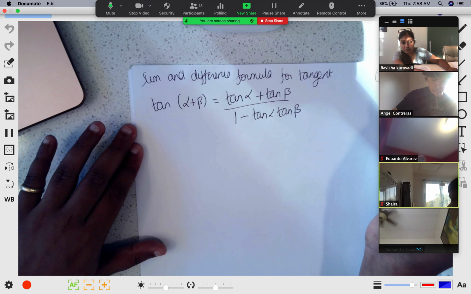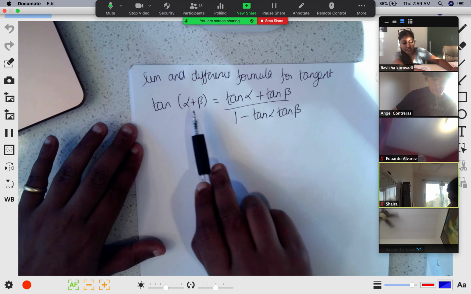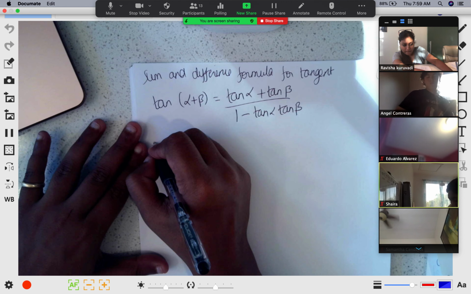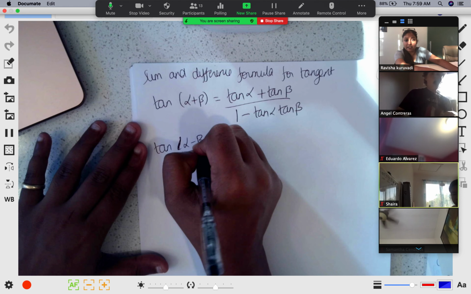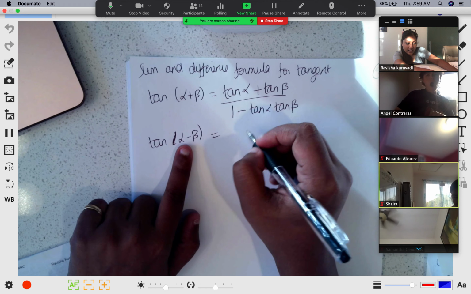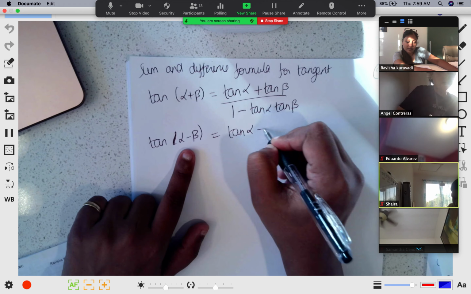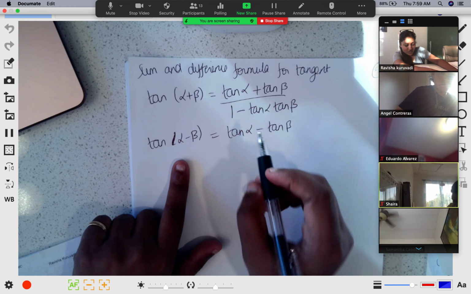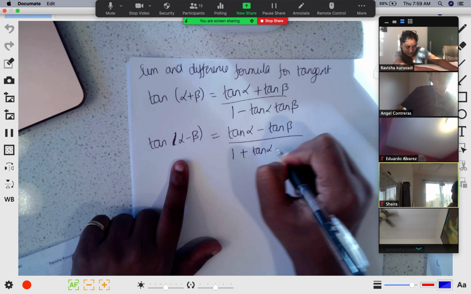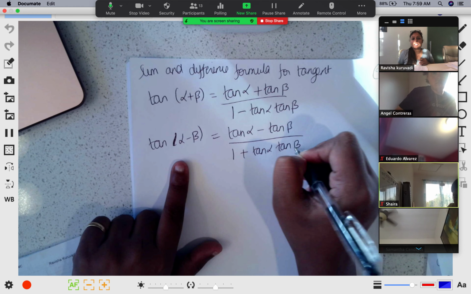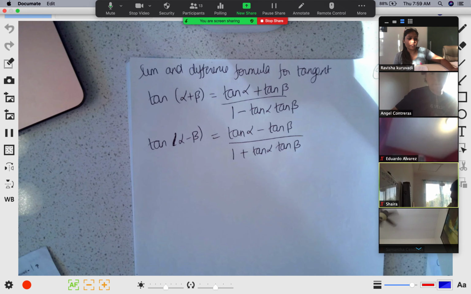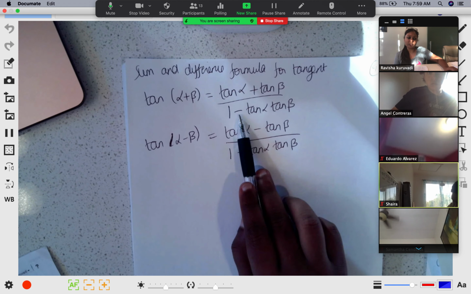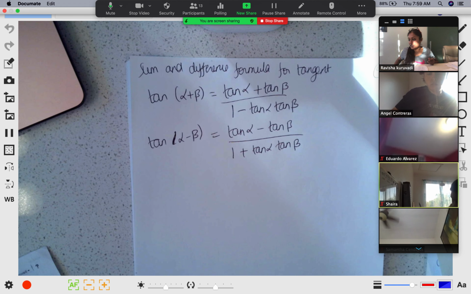Note if it is positive here, it will be positive in the numerator, and in the denominator it will be negative. But if you have alpha minus beta, it's negative in the middle, then you have tangent alpha minus tangent beta. Whatever is here will be the same sign in the numerator, but the sign in the denominator changes. A very common mistake is between the signs. If this is positive, numerator will be positive and denominator will be negative. If this is negative, numerator will be negative and denominator will be positive.